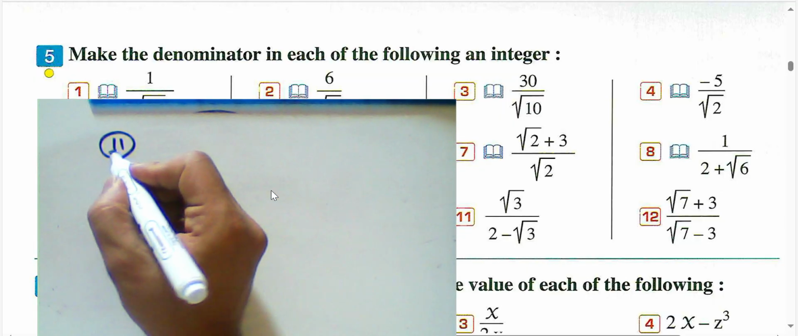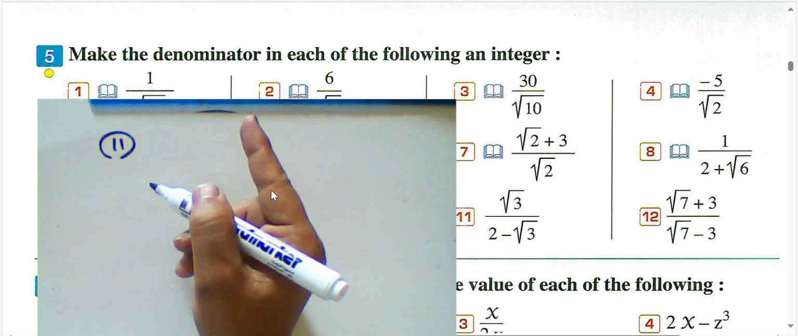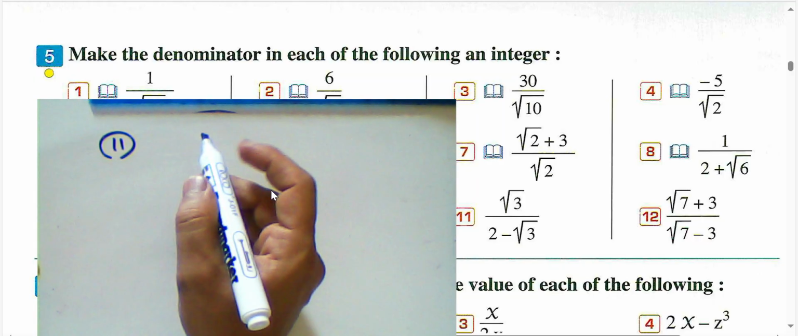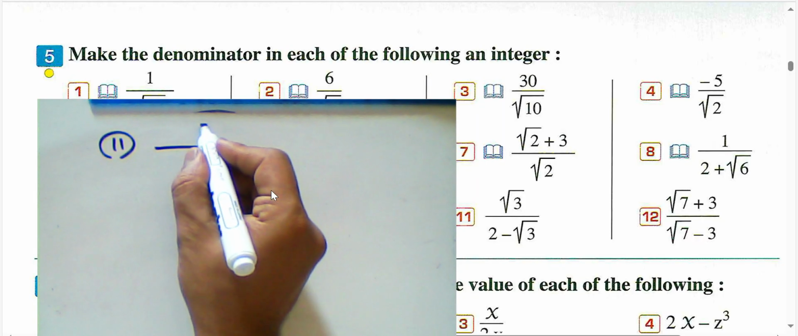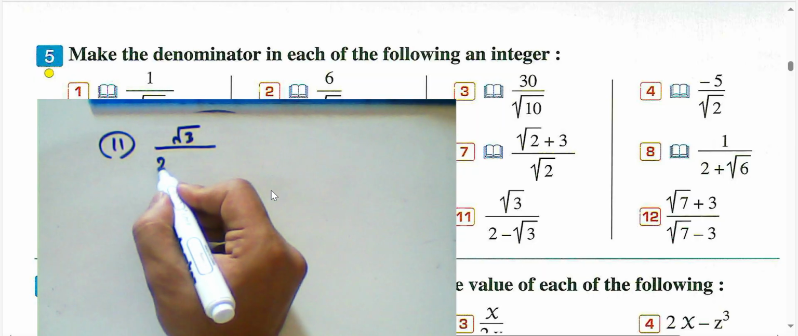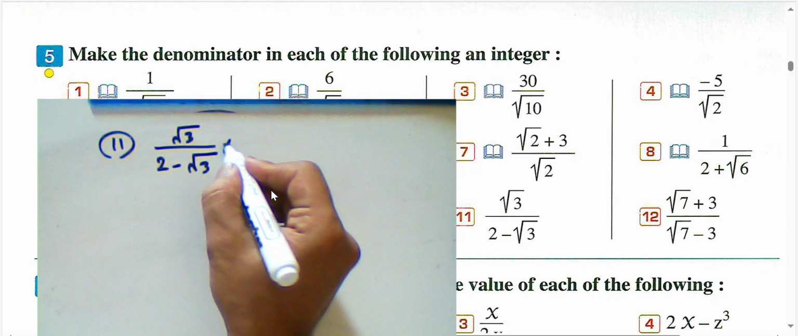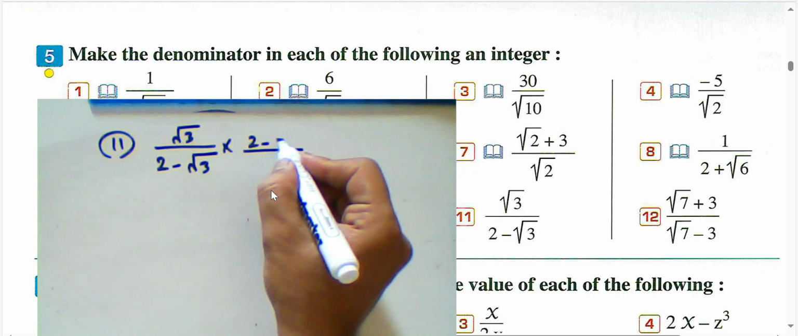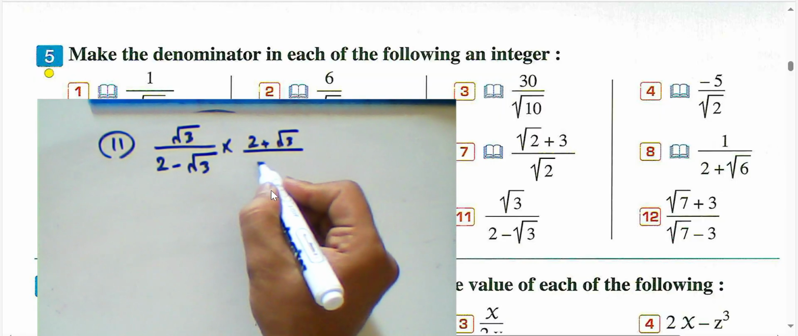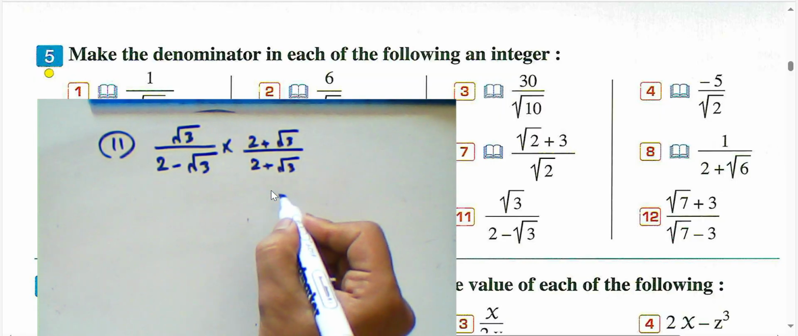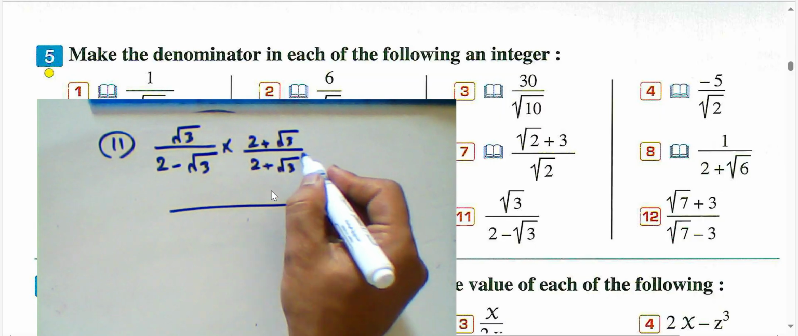Question number 11. Here it says make the denominator in each of the following an integer. Question number 11, we can solve the example. We have root 3 over 2 subtract by root 3. We can product by 2 plus root 3 in numerator and denominator. We have in denominator 2.